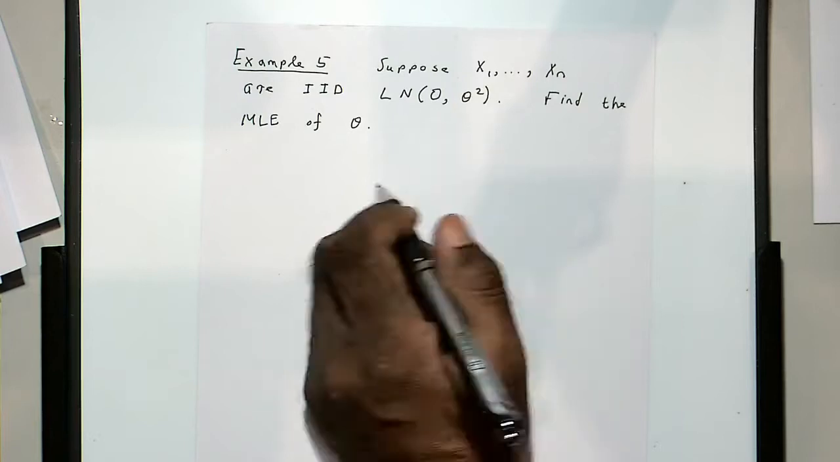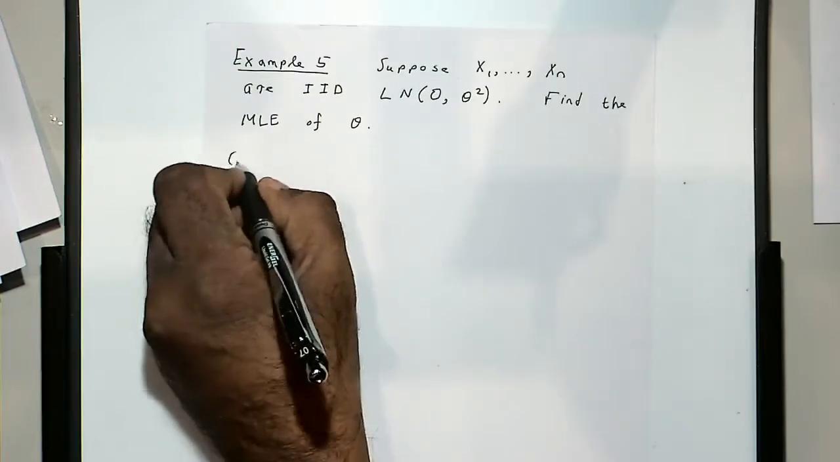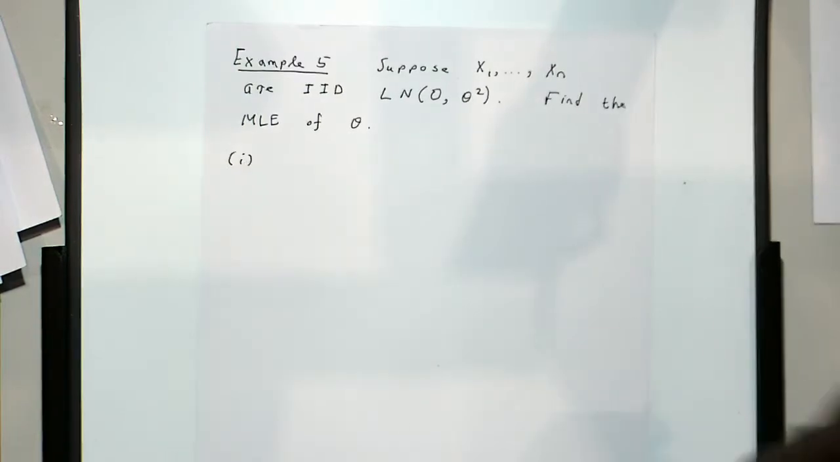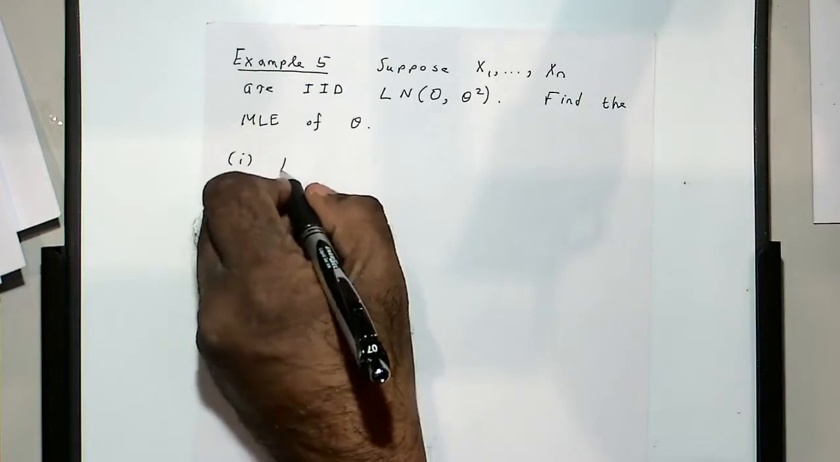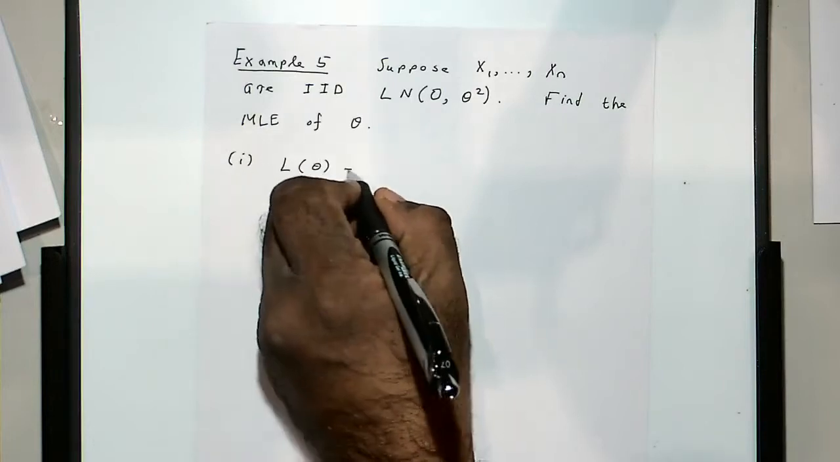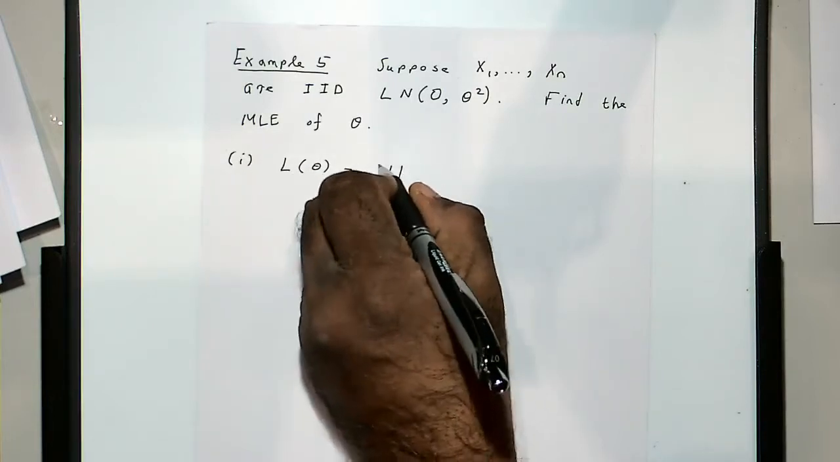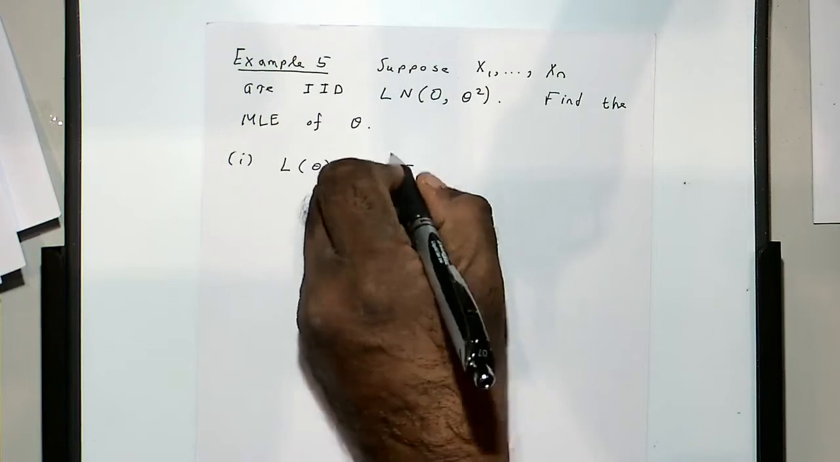I don't think I'll be able to finish this today, right now, but I will just write down the first line. The first line is the likelihood function, which is going to be the product, i from 1 to n.